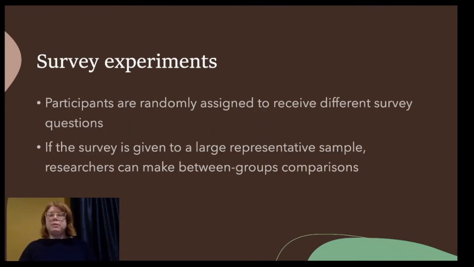Survey experiments are more commonly done in social science, and it's when participants are randomly assigned to receive different survey questions, where in this case, the survey question itself is the independent variable that's being manipulated. So if the survey is being given to a large and representative sample, researchers can then make between-group comparisons between those who received one version of the question and those who received another version of the question.